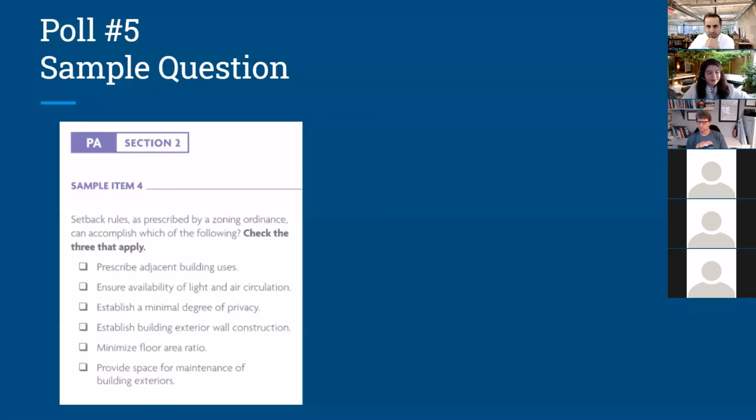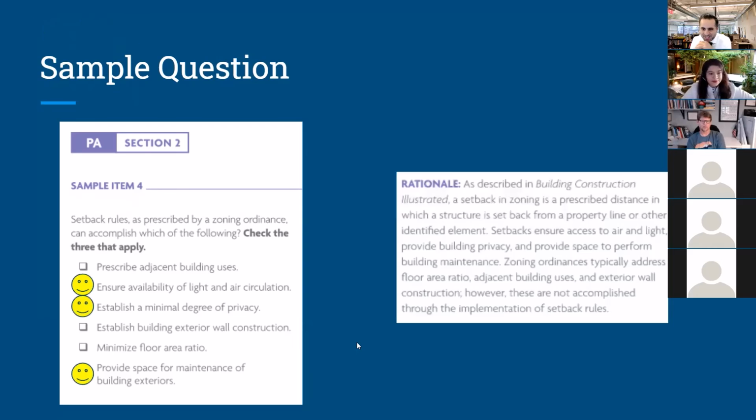So I see that we have 75% voted, 78%. We'll end this in another 10 seconds. 5, 4, 3. Okay, looks like all the choices have been made. I think we can just go through the answers.